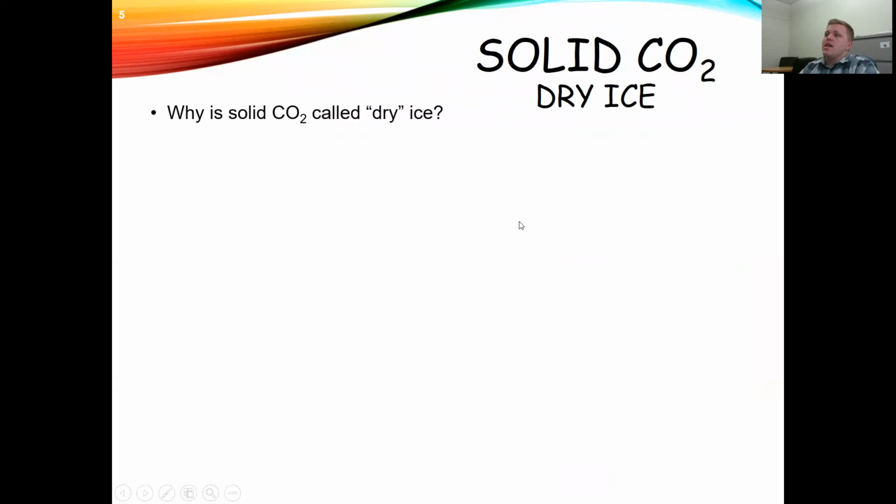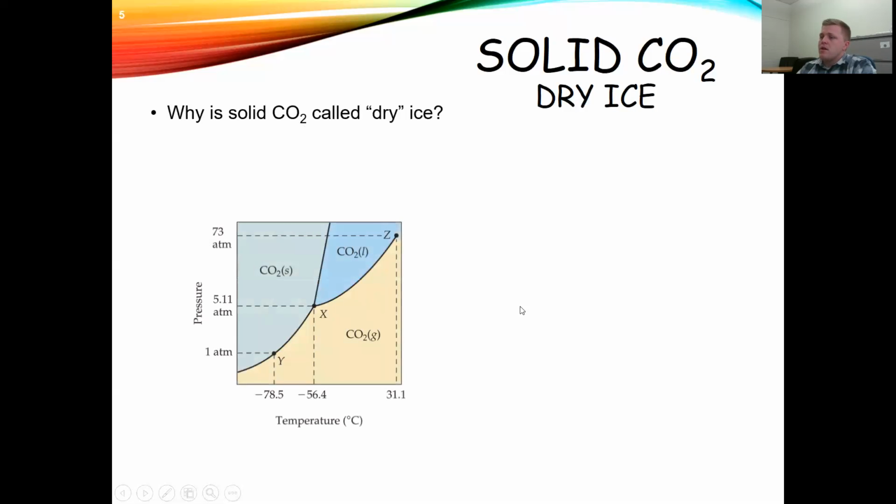So now, why is frozen CO2 called dry ice? This will get us into another point that we need to make here. This is the phase diagram for CO2. You'll notice on the y-axis, which is pressure, at 1 atmosphere, if we increase our temperature, it starts out as a solid at super low temperatures. And as we increase our temperature, we become a gas without ever passing through a liquid phase.